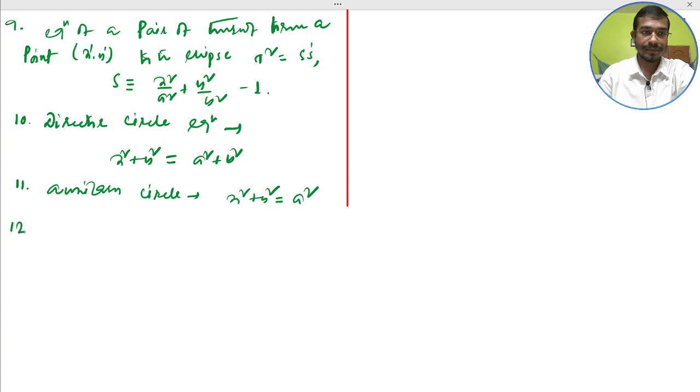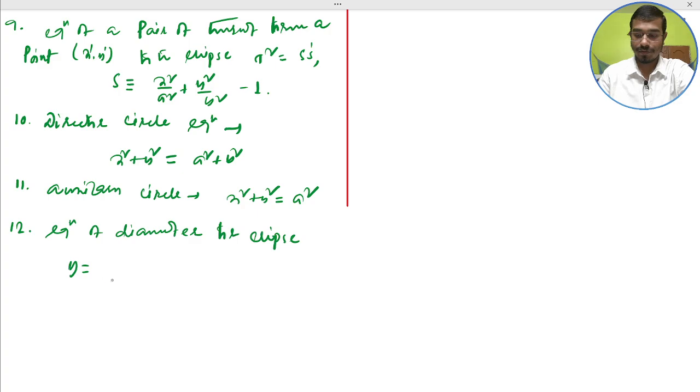And the last one, equation of diameter for the ellipse. This is y equals minus b square by a square m into x, and m is the slope of parallel chord.